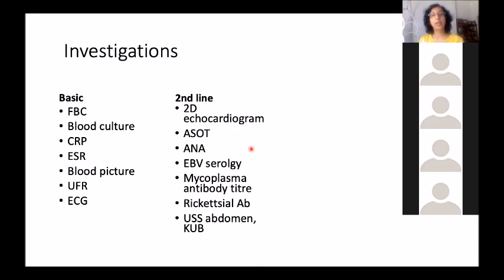Her 2D echocardiogram twice was normal. Her ASO titer was 1200. Her ANA was negative. EBV serology negative. Mycoplasma antibody titer we couldn't do because it was not available. Rickettsial antibodies negative, and ultrasound abdomen KUB didn't show any renal involvement. Okay, right.